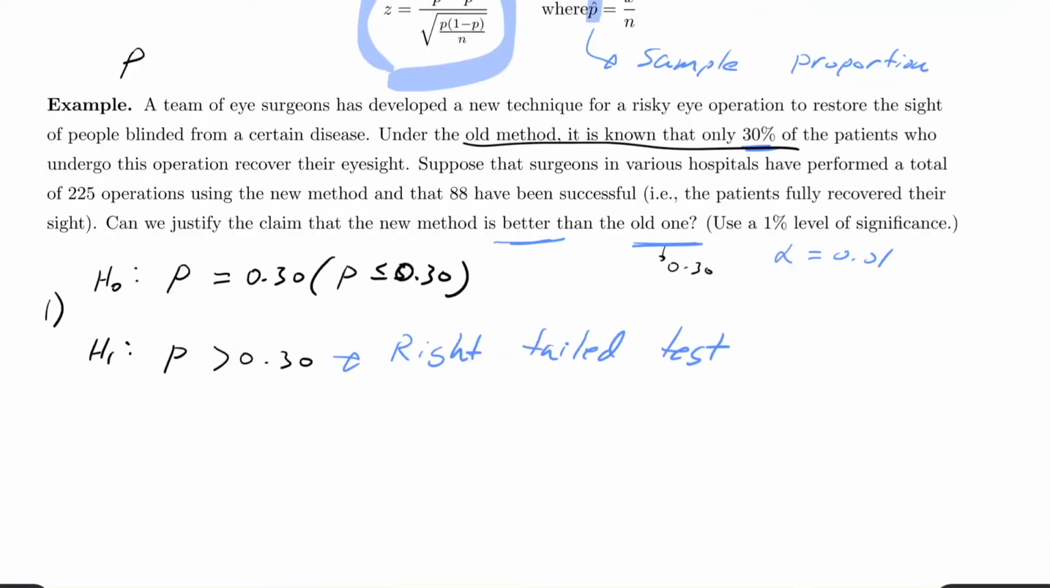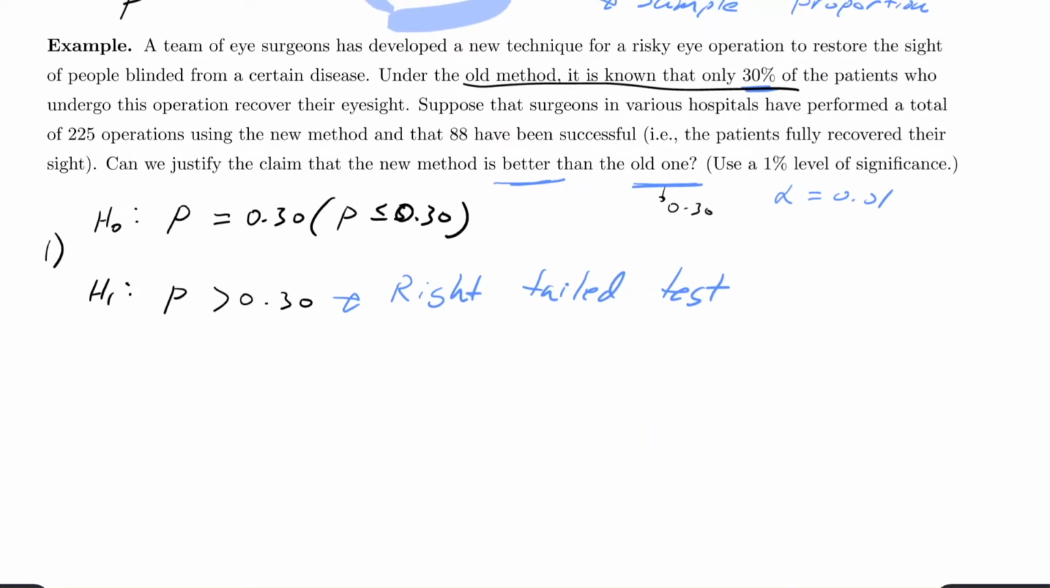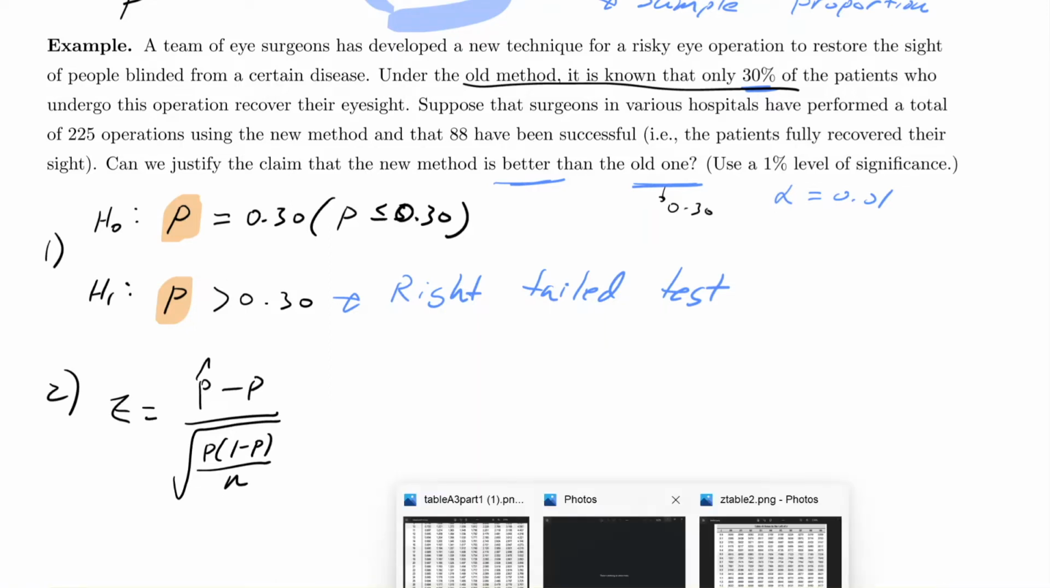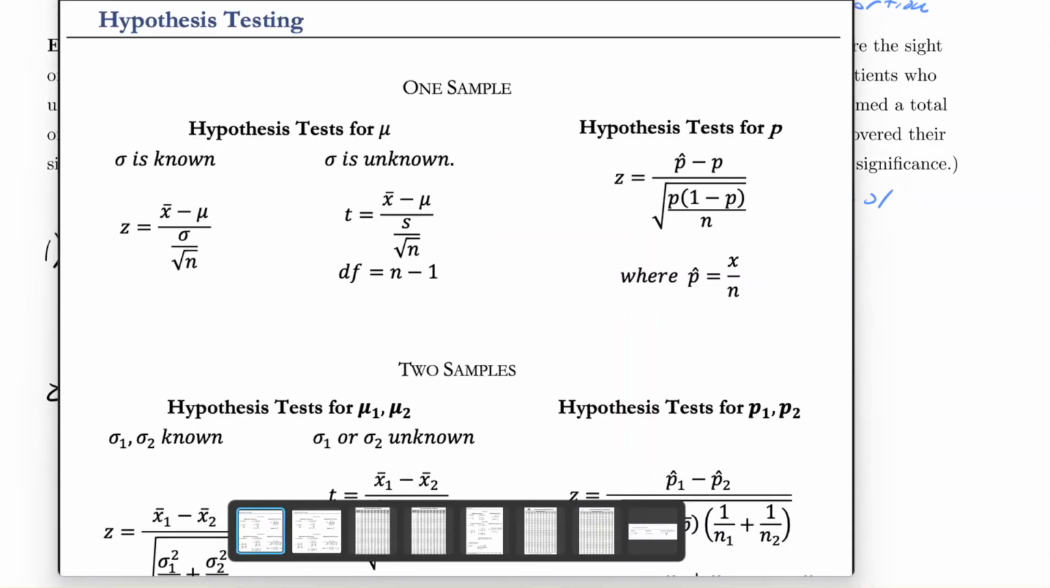Okay, so let's find the test statistic using this formula. Let me highlight this one more time before we move on. We're dealing with proportions, so we must write p here. The formula for the test statistic is p hat minus p over the square root of p times 1 minus p divided by the sample size. Let me show you the formula sheet. From the formula sheet right here, we're using this formula: hypothesis test for p, proportion.